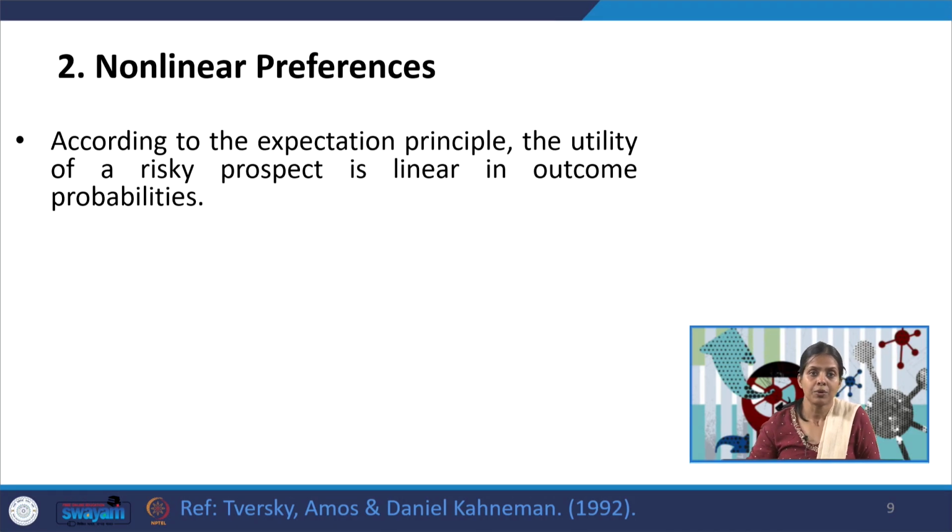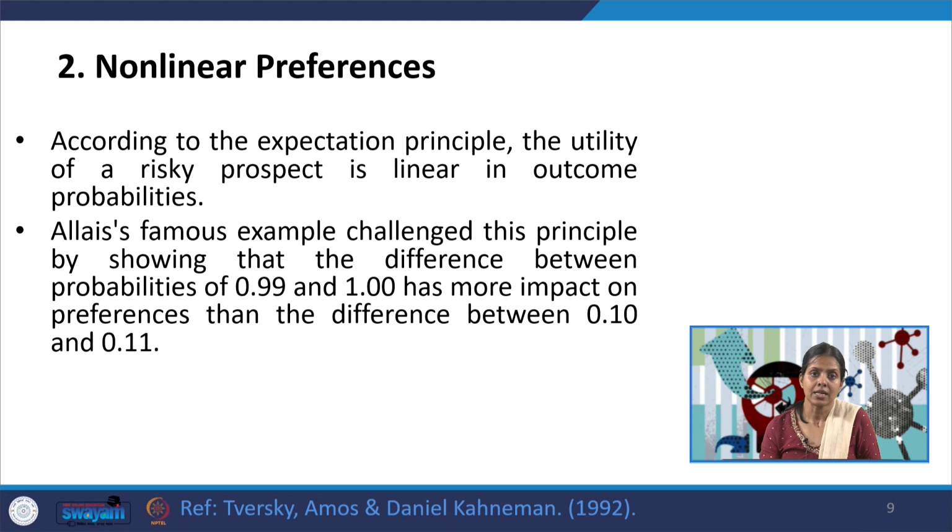Then the second point is of nonlinear preferences. According to the expectation principle, the utility of a risky prospect is linear in outcome probabilities. Allais's famous example challenged this principle by showing that the difference between probabilities of 0.99 and 1 has more impact on preferences than the difference between 0.1 and 0.11. So, basically in both cases there is a difference of 0.01.